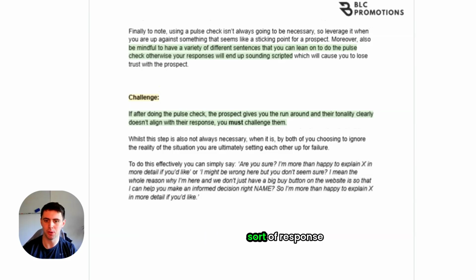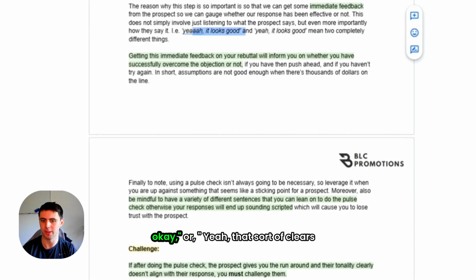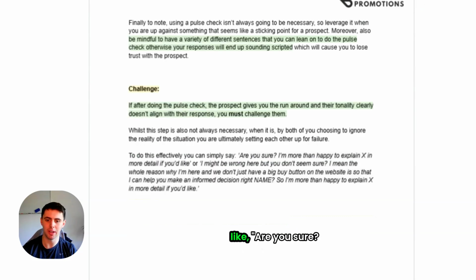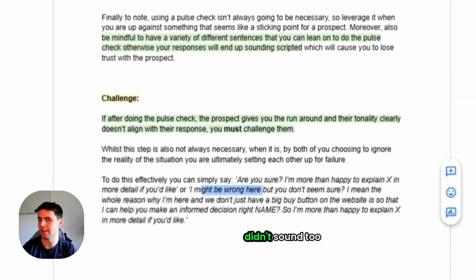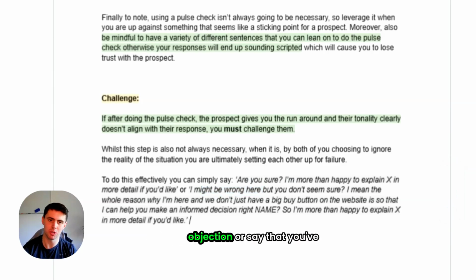So if they do get that sort of response of, oh yeah, looks good, or looks okay, or yeah, that sort of clears it up, say something like, are you sure? I'm more than happy to go into this in more detail if you like, or you might be wrong here, but I didn't sound too sure. Is there anything that you want me to explain at all whilst I'm here? So you want to challenge them and kind of open it up to them to give you another objection or say that you've not handled the existing objection.